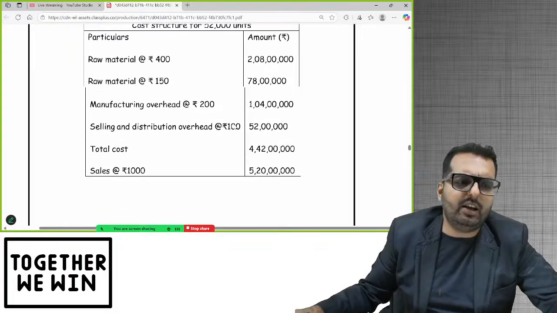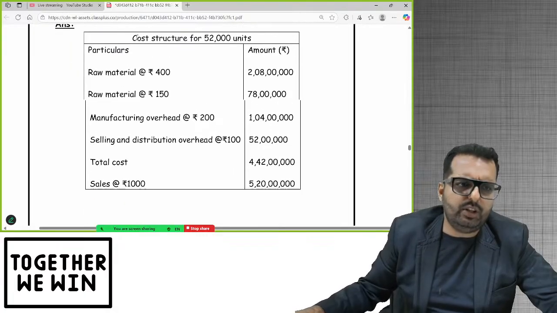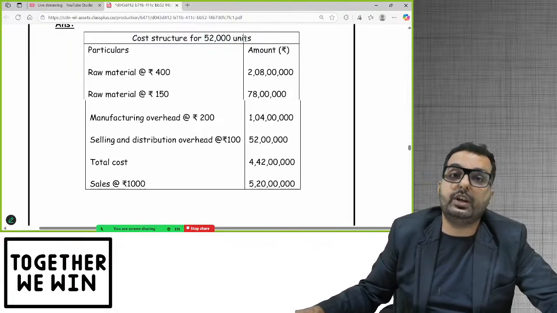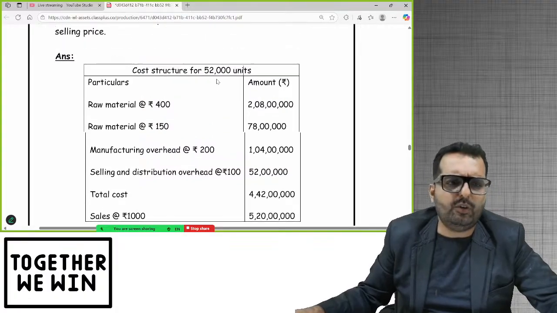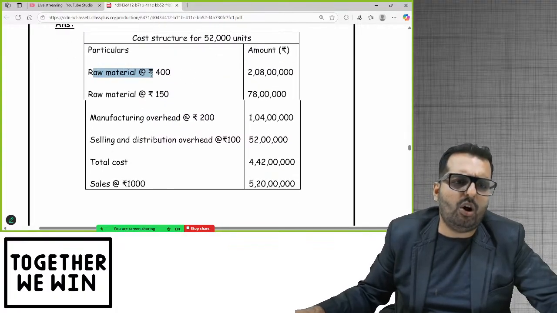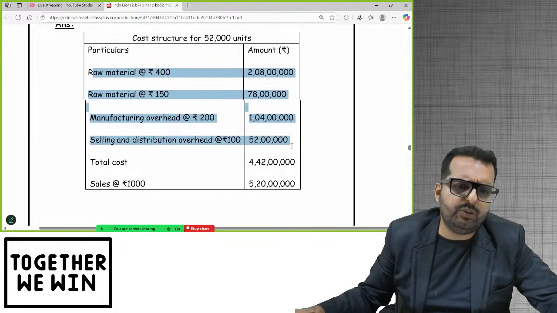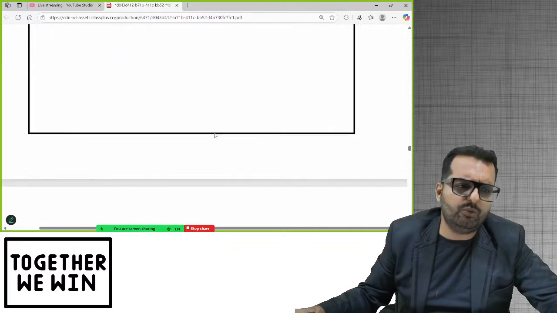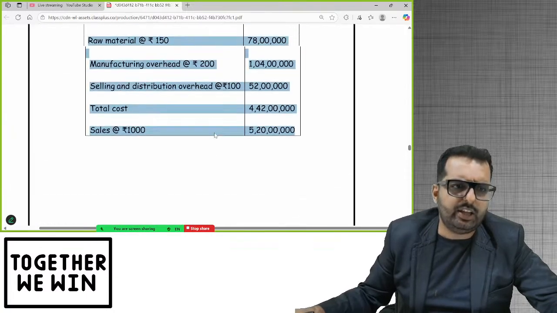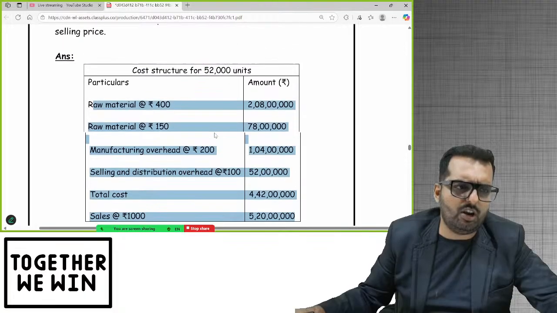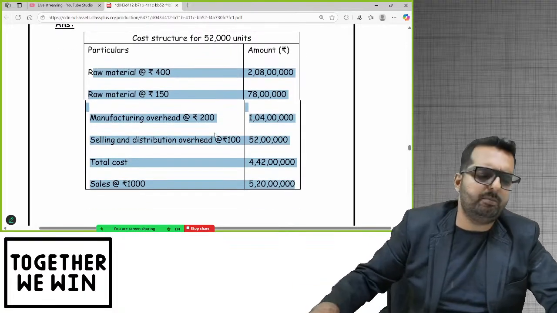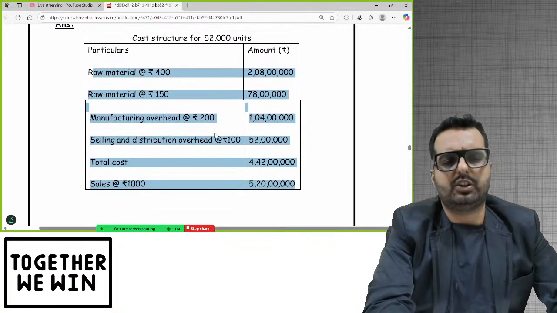Alright. First, they are going to prepare a cost sheet. So they are making a cost structure for 52,000 units. Alright. So for 52,000 units, raw material will be 2 crore, other material will be 78 lakhs, manufacturing overhead 104, 52, total cost, sale value. So from this you will get the profit also. Can you please write down this cost structure now? Write down working note number 2, cost structure.